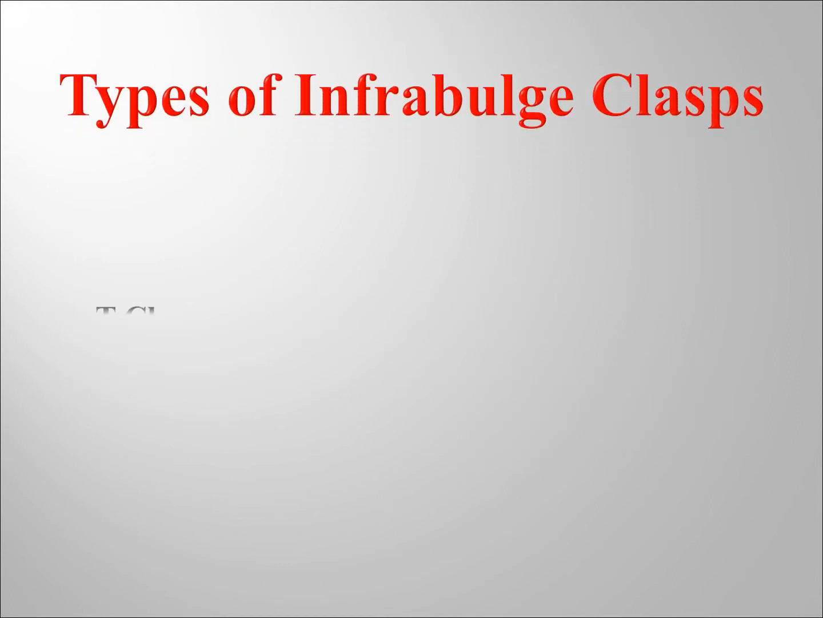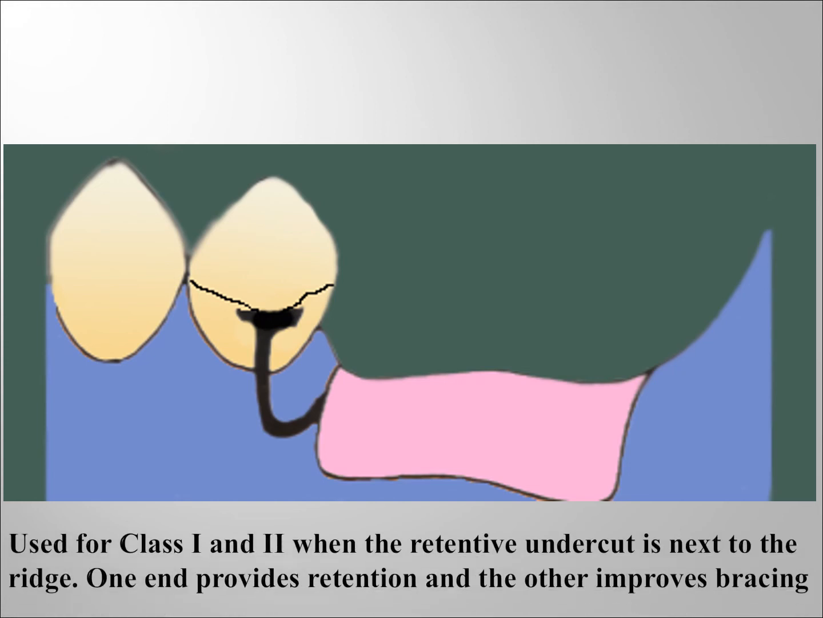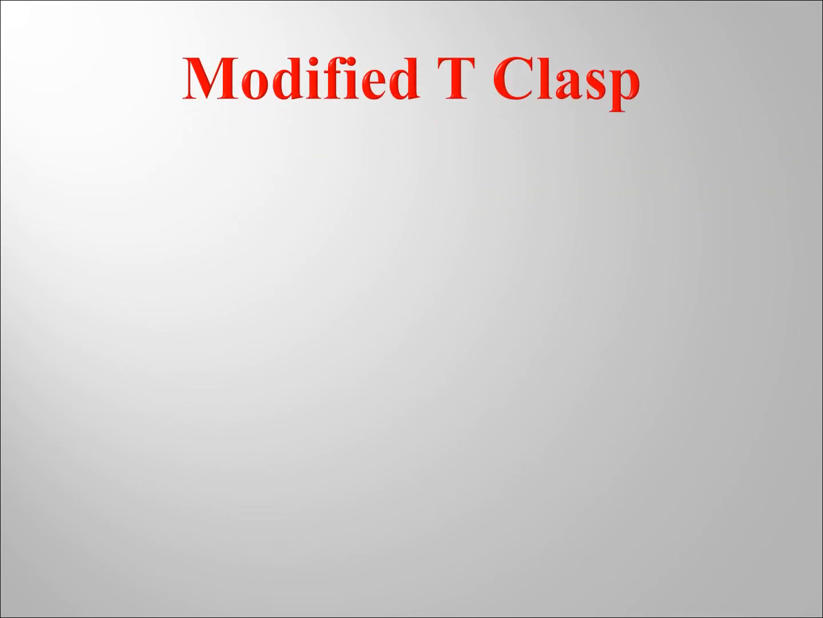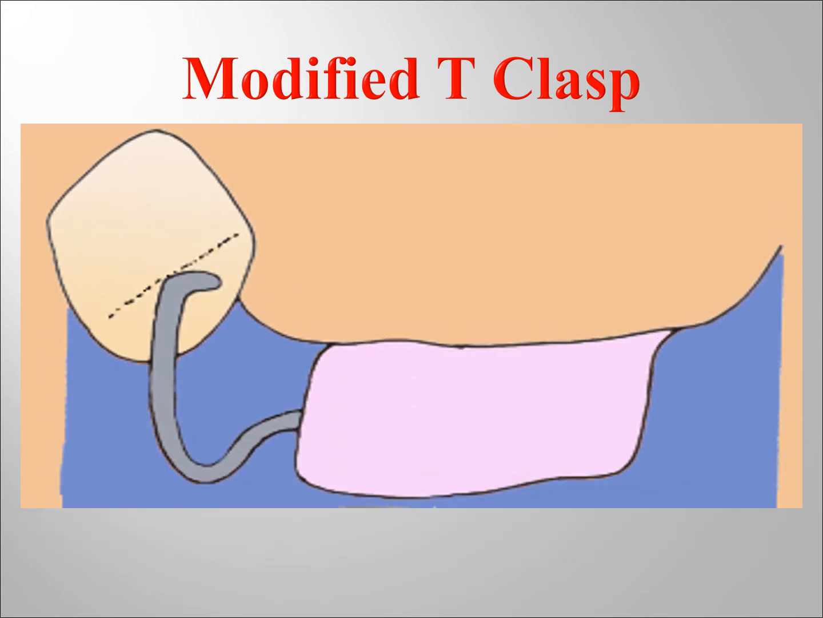Now there are types according to the shape of the retentive terminal: T clasp, modified T, Y, I. This is T. It is shaped like a T. This is used for class 1 and 2 when the retentive undercut is next to the ridge. One of the arms of the T provides retention and the other one improves bracing or reciprocation. Encirclement. Now, modified T clasp is actually half T.